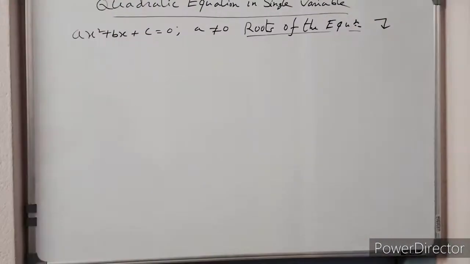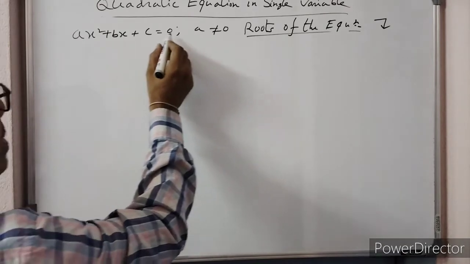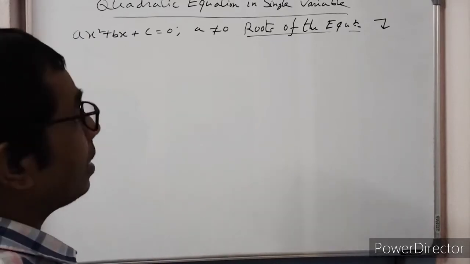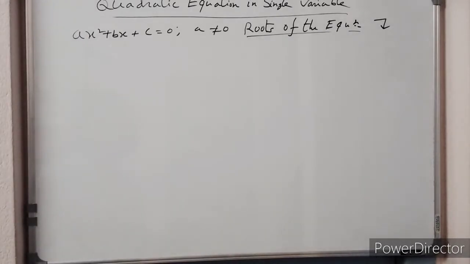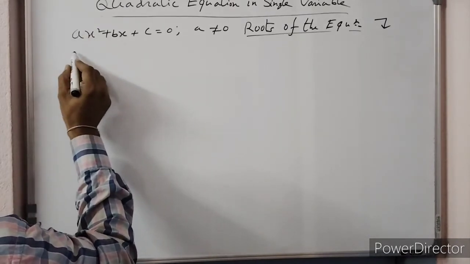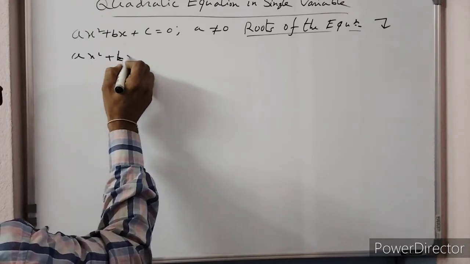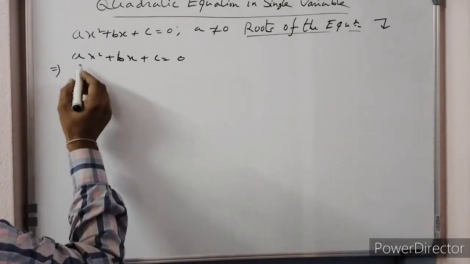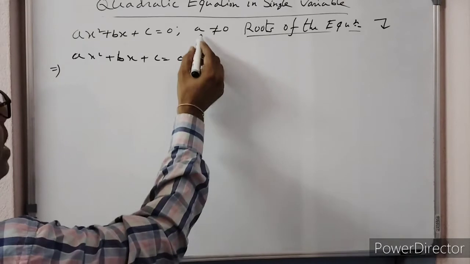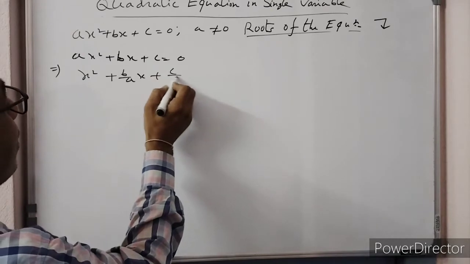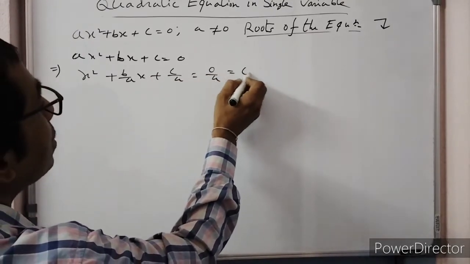Next, roots of the quadratic equation. Suppose ax square plus bx plus c equal to 0, a not equal to 0. So we have to find the roots of the quadratic equation. This process is called the Sridhara formula. So how does the Sridhara formula come? Let us see. Suppose ax square plus bx plus c equal to 0. Divide the equation by a, since a not equal to 0. So x square plus b by a x plus c by a equal to 0 by a, equal to 0.